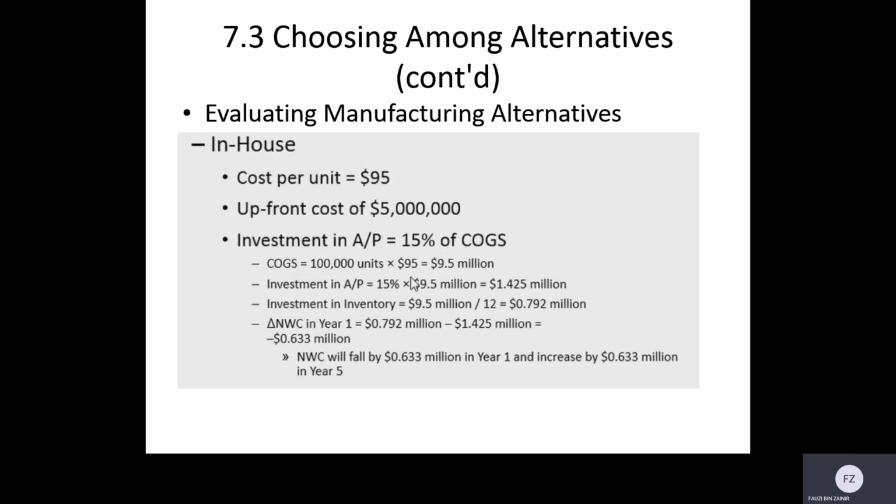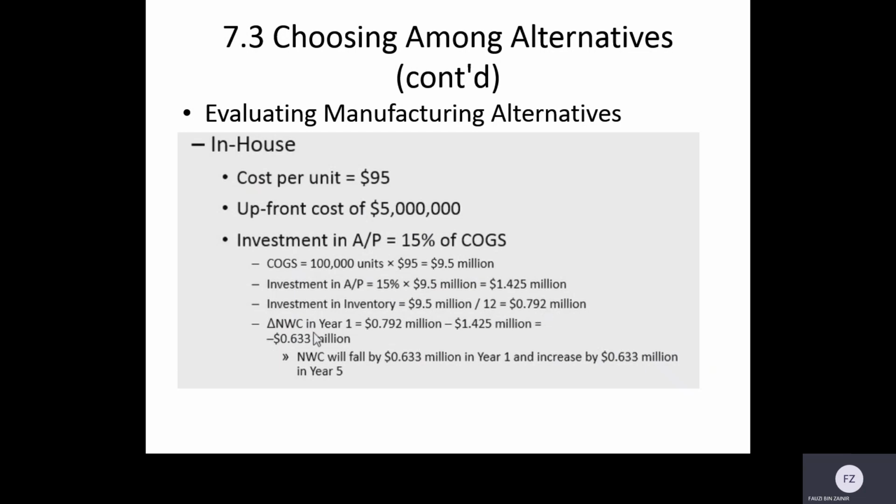$95, which is 9.5 million, because the cost to manufacture each unit of the reboot is $95. So everything is 9.5 million. And the investment in accounts payable is 15% of the cost of goods sold, which is of the $9.5 million. So you have 1.425 million. And the investment in inventory is basically 1 month of the cost of goods sold. If this is on a yearly basis, in order to figure out the 1 month, you have to divide by 12, so you have 0.792.